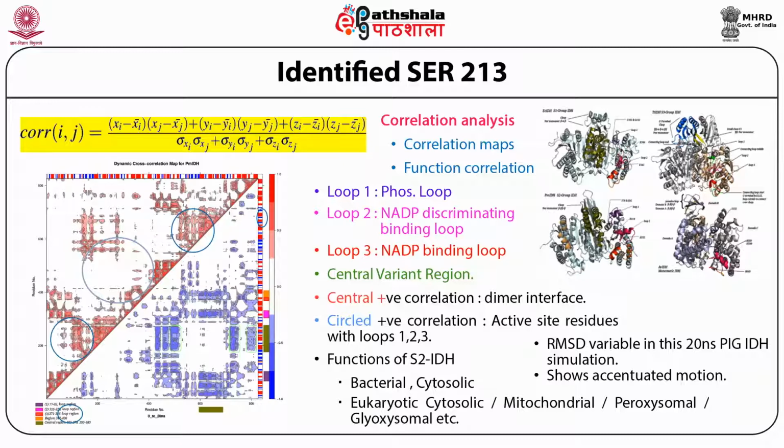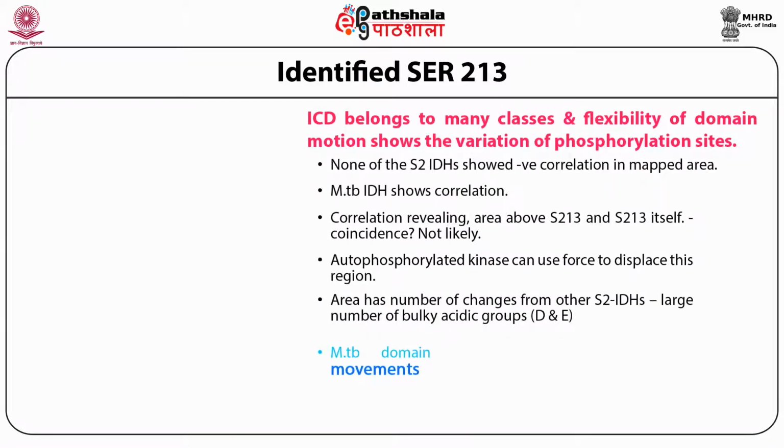Is there a possibility of this particular protein, ICDH of MTB, to open up so that it can let the binding happen? Here I want to show you step by step how this identification was made and how it really acts. None of these S2 IDH serines showed a very negative correlation. There are several serines, so we focused on serine 230.